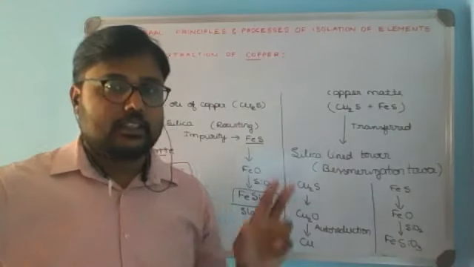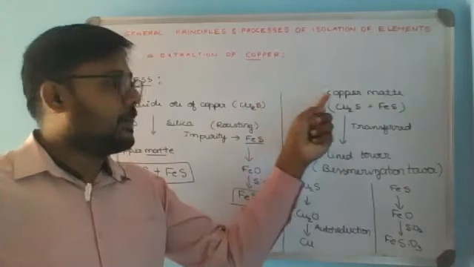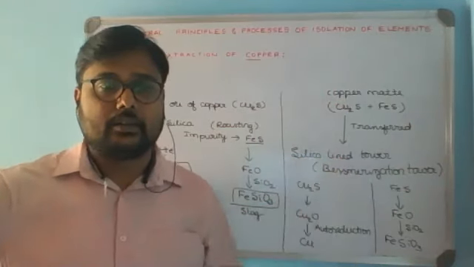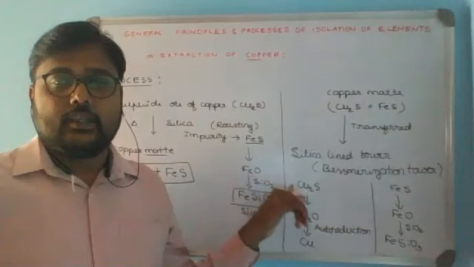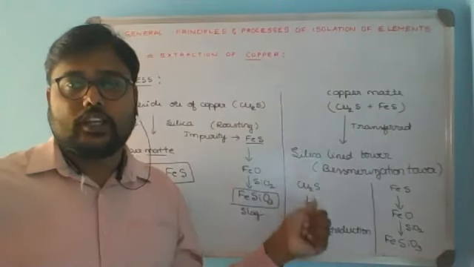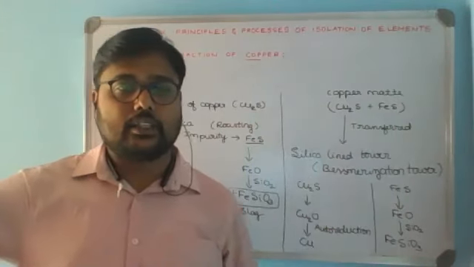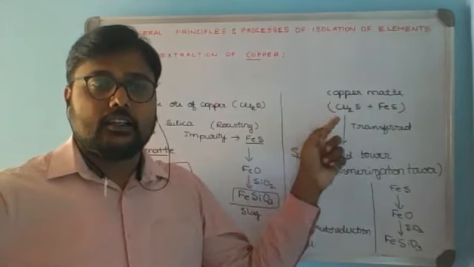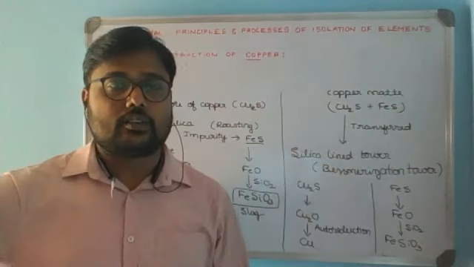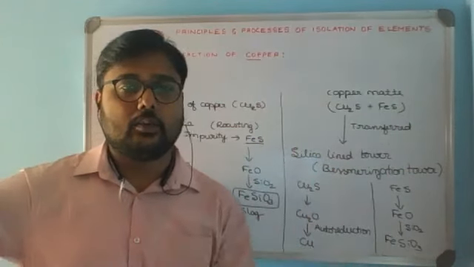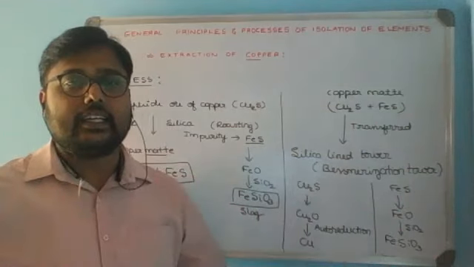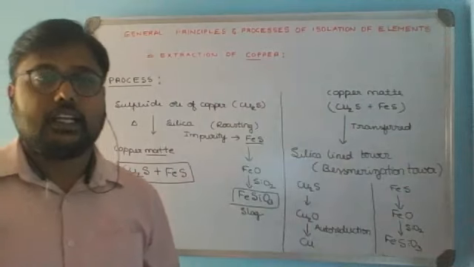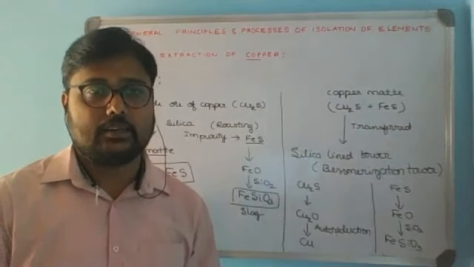Now to understand the equations, the process should be clear. So copper matte is transferred into the silica lined tower, the Bessemerization tower. Upon heating, the Cu2S of the copper matte gets oxidized to Cu2O and reduced to copper. Whereas the iron sulfide present in the copper matte gets oxidized to iron oxide, and is removed in the form of slag, that is iron silicate. Now we'll support this process with the help of simple balanced chemical equations.